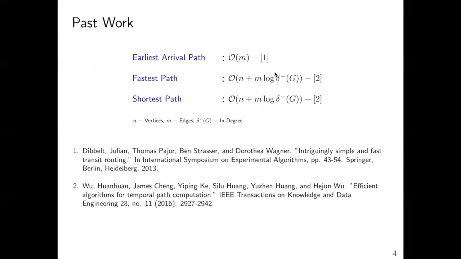From the literature, we know that there is a linear time algorithm for the earliest arrival path problem, and also there are near linear time algorithms available for the fastest path problem as well as the shortest path problem.